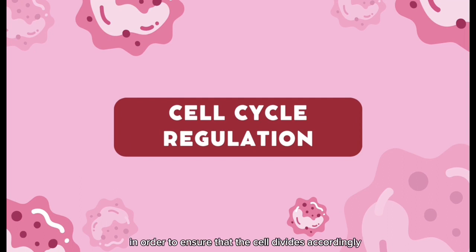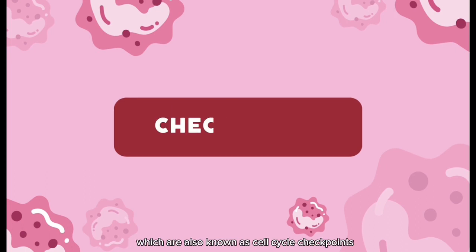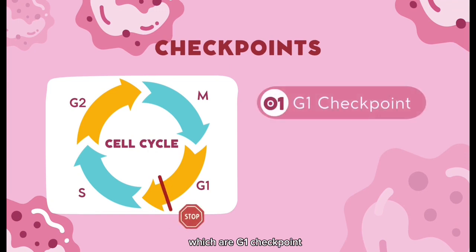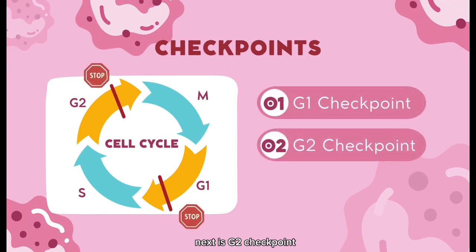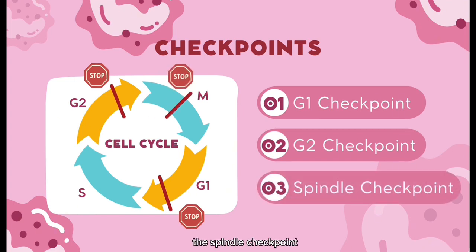In order to ensure that the cell divides accordingly, the cells themselves have their own internal quality control mechanisms, which are also known as cell cycle checkpoints. There are three checkpoints that are most understood, which are the G1 checkpoint located between G1 and S phase, also known as the restriction point. Next is the G2 checkpoint, which is located between G2 and M. And last but not least, the spindle checkpoint, which is located in the M phase between metaphase and anaphase.